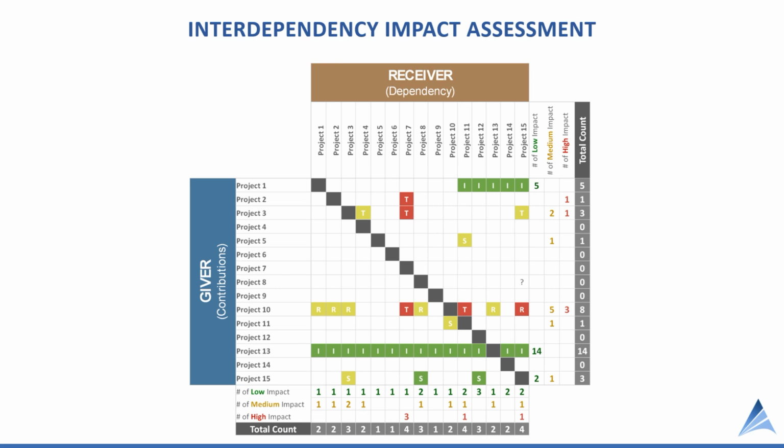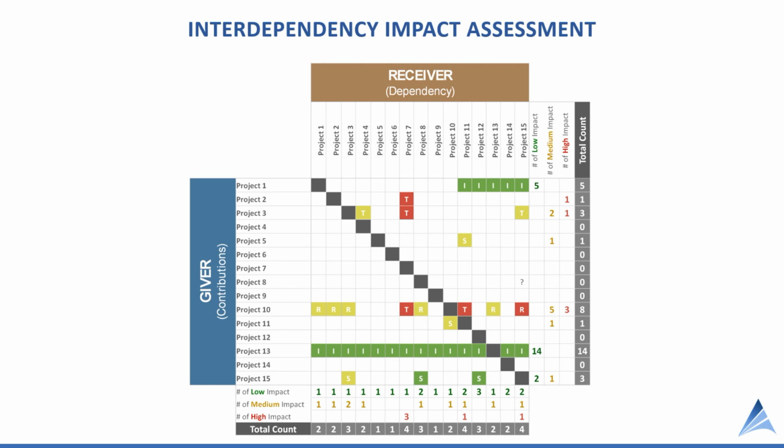Here we have the interdependency impact assessment. So this takes it one step further. We're not only visualizing the relationships between the projects, we're also taking into account the number of impacts. And as the image shows, we can count the total number of impacts as well as the number of low impact, medium impact, and high impact across the portfolio. This can help with some driver analysis. Which projects are driving the most dependencies or the most high impact dependencies?